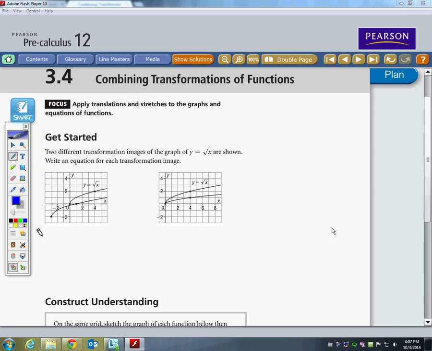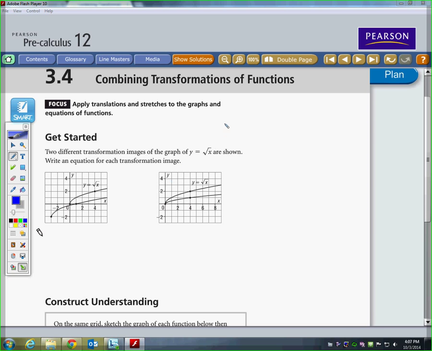Hi, welcome to 3.4, combining transformations of functions. So what we're going to be combining are some of the things that we learned already in this chapter. We've already learned about multiplying or stretching vertical and horizontal, and earlier on we learned about moving left and right.